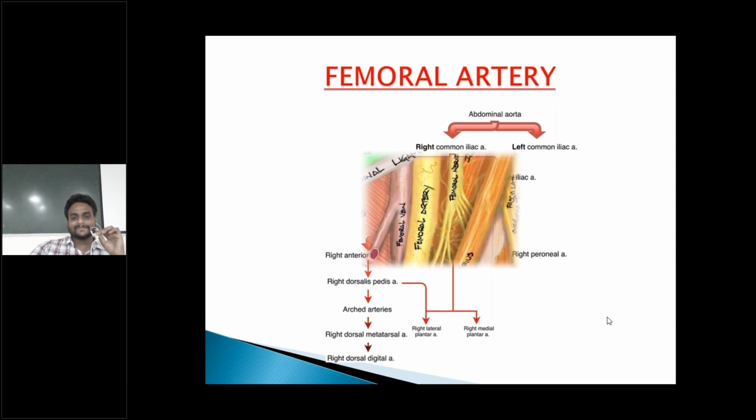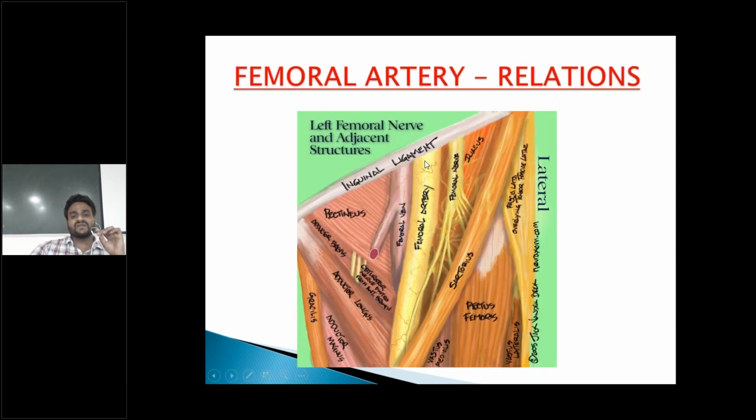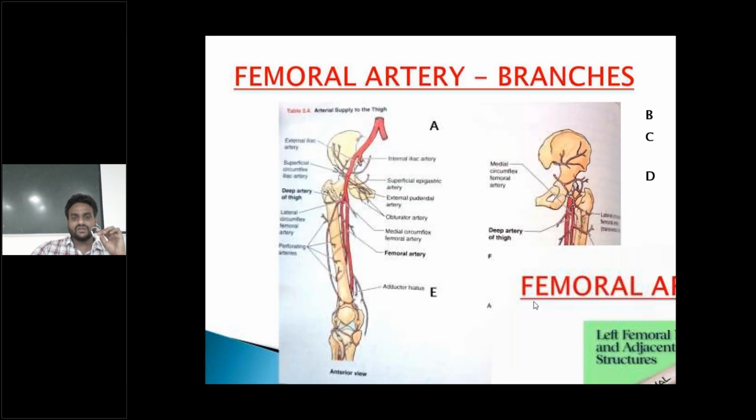Very good. So what are the relations of femoral artery? Anteriorly, the roof of femoral triangle. Posteriorly, the floor of femoral triangle. Medially, femoral vein. Laterally, femoral nerve. Within the adductor canal, it is related to the contents of the adductor canal.